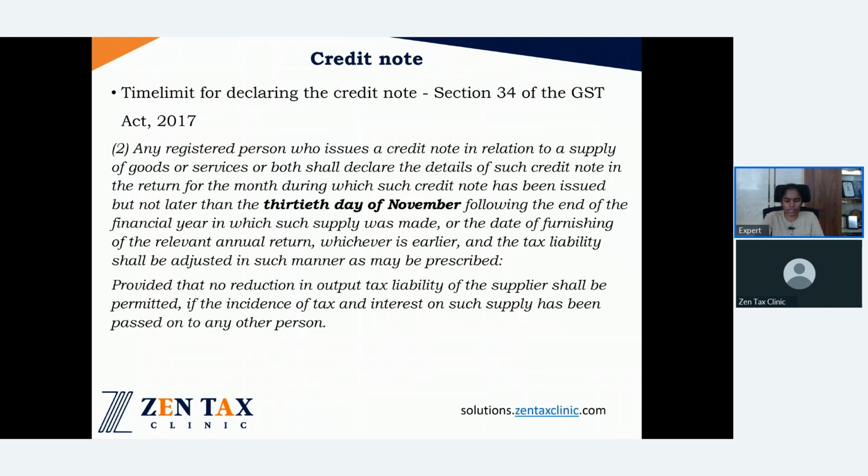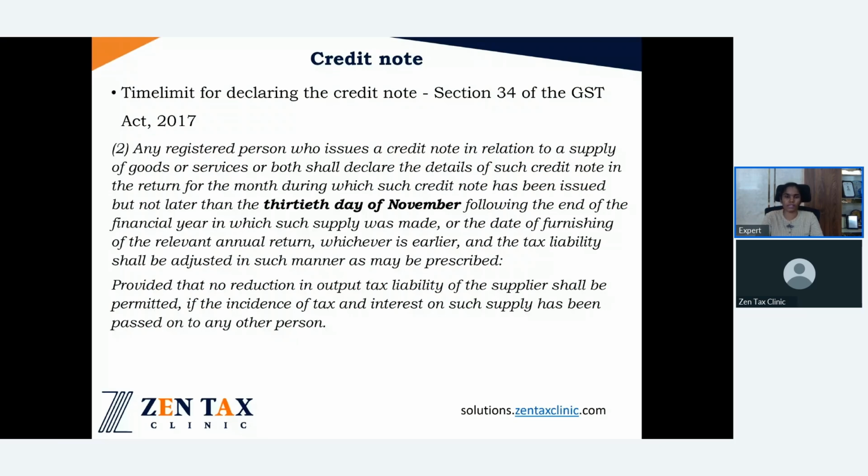So, for example, if the credit note is pertaining to financial year 23-24, the supplier should have declared it in the respective returns in the year 23-24 itself. But if they have failed to do so, they have time to declare it till 30th November 2024 or the date of filing annual return, whichever is earlier. So each supplier should keep this in mind and declare the credit notes at the earliest possible, since 30th November is just around the corner.